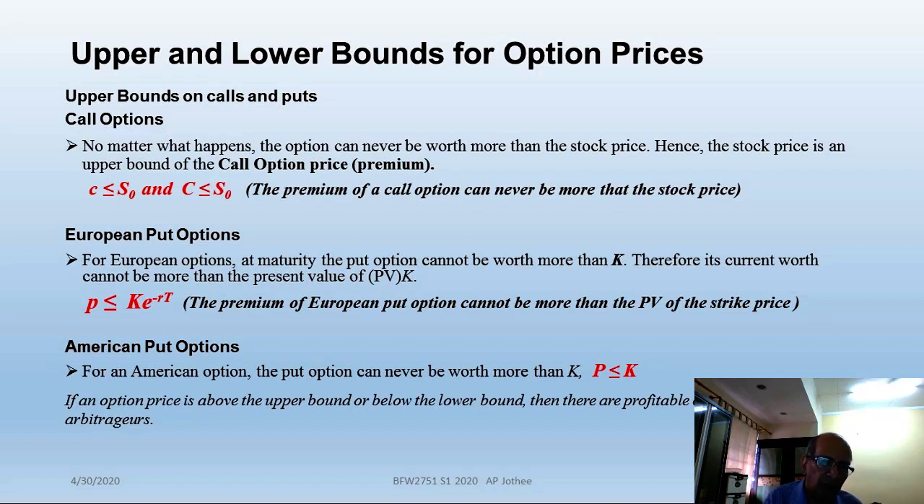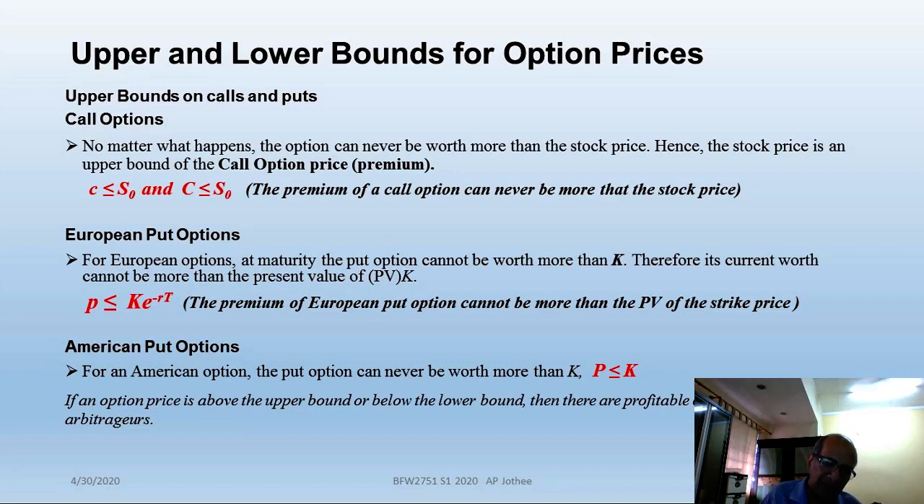Okay, what about the upper bound for a European put option? Just now we saw the European call option. For now, we look into the European put option. For European options, at the maturity, the put option cannot be worth more than K, the strike price itself. Therefore, its current worth cannot be more than the present value of the strike price. So the put premium should be less than the present value of the strike price.